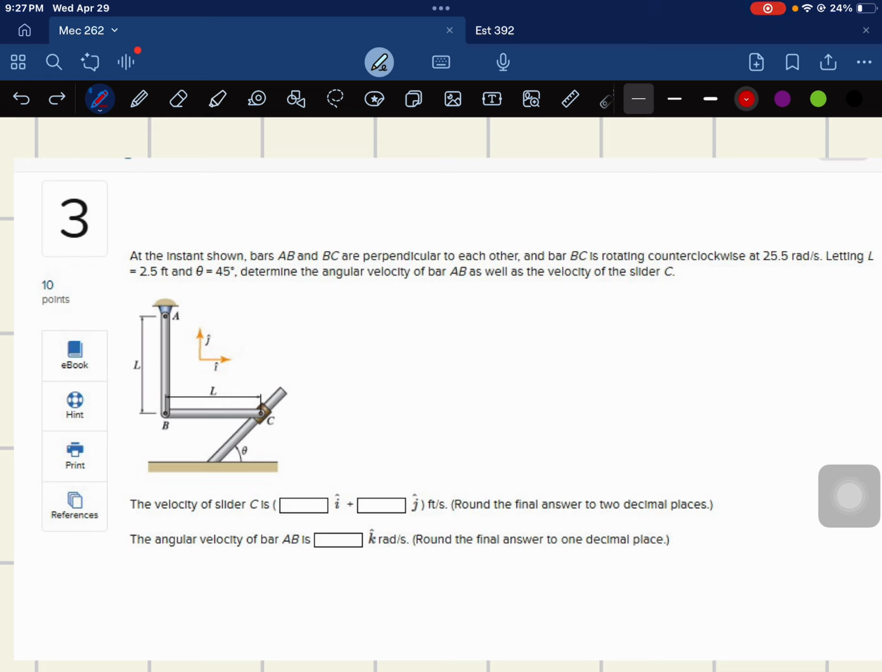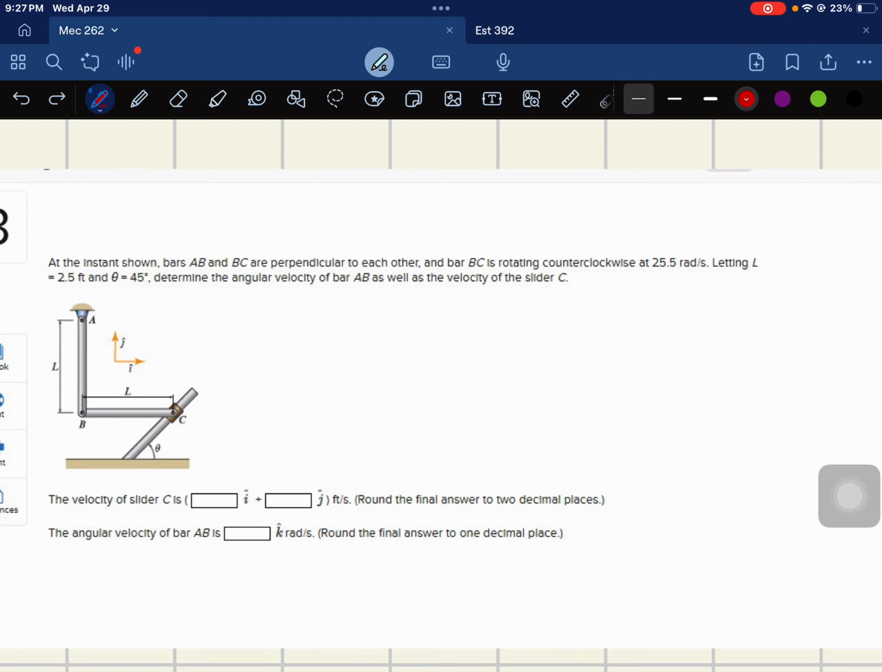So first things first, we always classify the question. There's no mass, there's no forces, it's not asking us to find energy or anything like that, so it's gotta be a kinematics problem. We know it's a rigid body because it's asking for angular velocity.